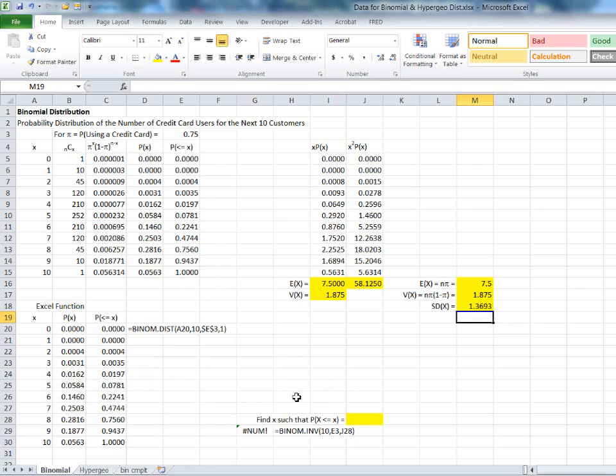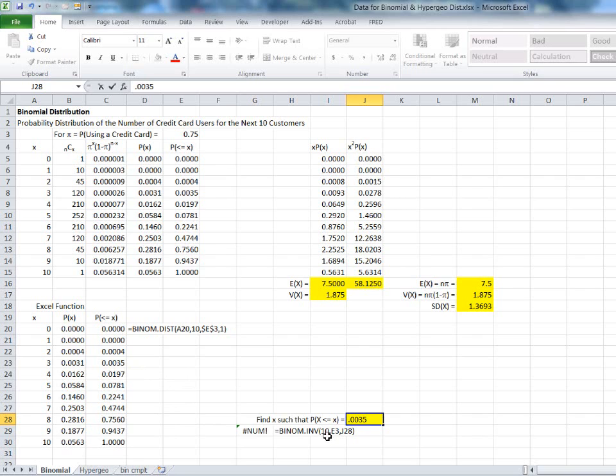And then one more thing that the Excel binom command will give you. If you put INV instead of dist, you can kind of go the other way. You can say, okay, let's find x such that the probability of the number of customers using a credit card is less than or equal to that x is equal to, let's just say, 0.0035.